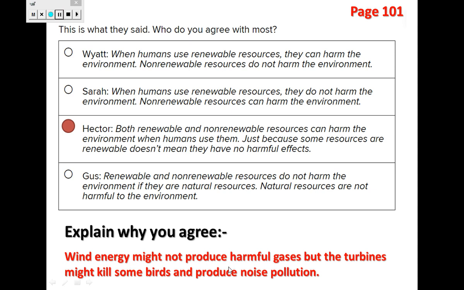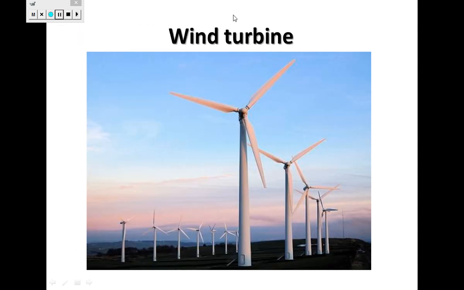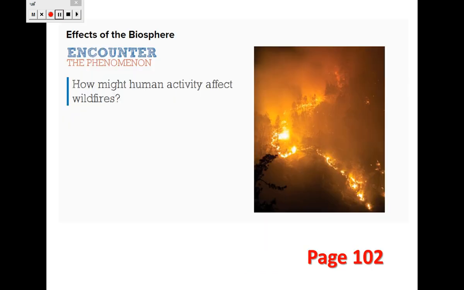Wind energy might not produce harmful gases, but the turbines might kill some birds and produce noise pollution. In front of us here is the wind turbines. Sometimes they can kill birds. These wind turbines can kill birds by accidents and also cause noise pollution. So that's why Hector is the correct answer.